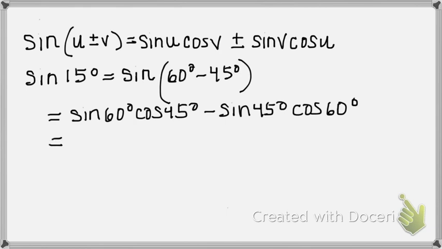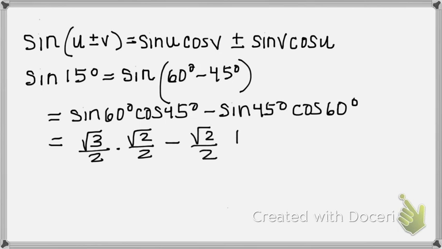The sine of 60 degrees is rad 3 over 2. Cosine 45 degrees is rad 2 over 2. Sine of 45 degrees is rad 2 over 2. Cosine of 60 degrees is 1/2. And I was able to evaluate all those and now have a numeric expression. Simplifying, what do I get? Rad 6 minus rad 2 over 4. Don't need to simplify that anymore.